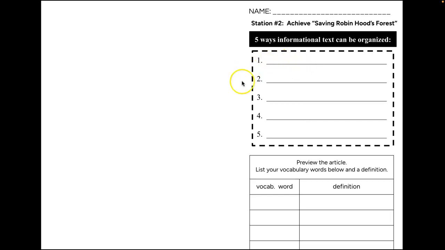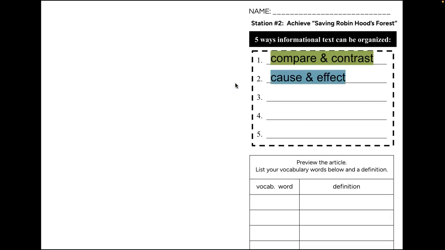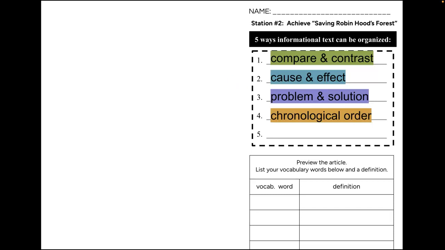You should have a pamphlet that looks like this, and you're going to fill in the 5 different text structures that we've been talking about pretty frequently this year. Compare and contrast, cause and effect, problem solution, chronological order, and description. And if you need to pause the screencast so that you can get the spellings and all of that, you can pause it and go fill it in.